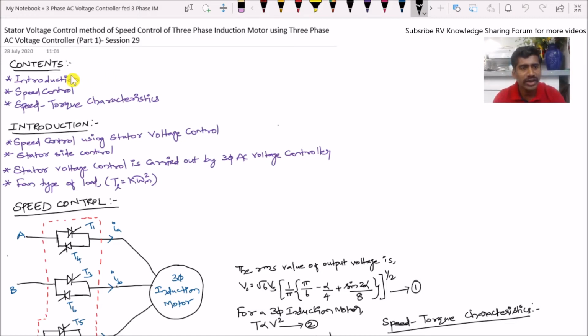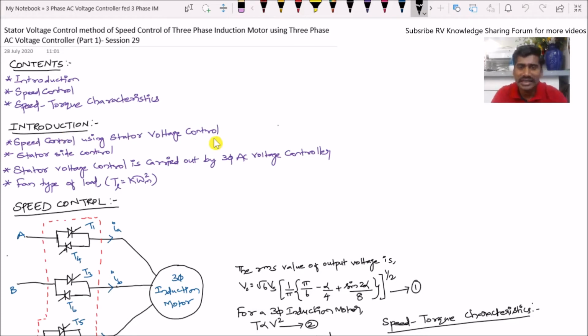In today's session, we are going to discuss the introduction, followed by the speed control of a three-phase induction motor, followed by the speed torque characteristics of a three-phase induction motor when it is controlled by using a stator voltage controller. So now let us discuss the introduction.